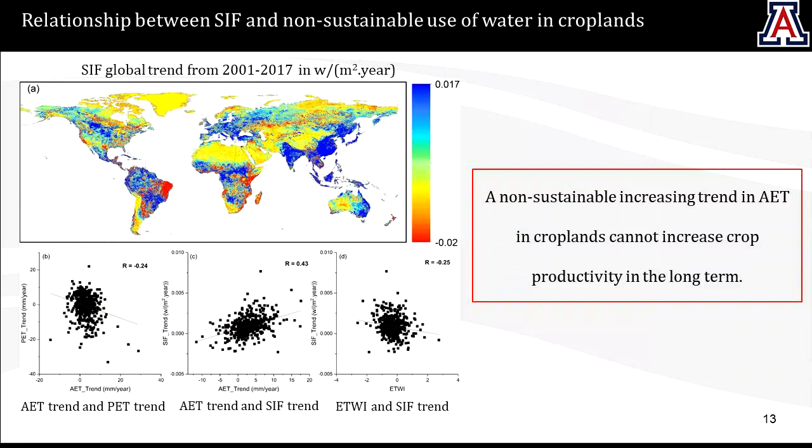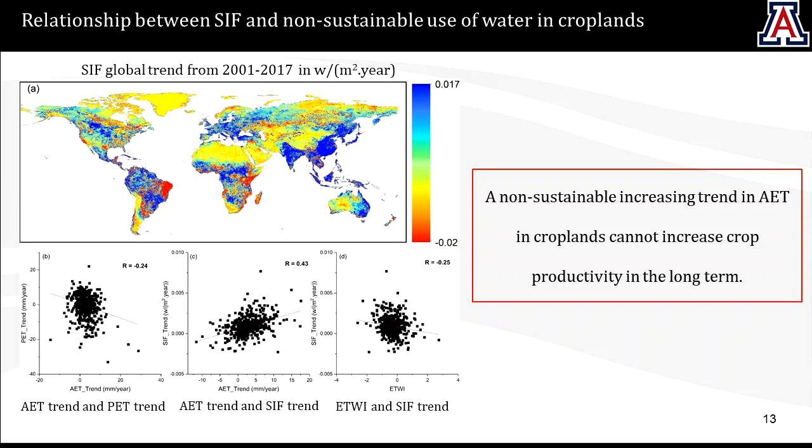SIF can be used as an index of crop productivity. The question is whether non-sustainable increase of water use in cropland results in higher productivity or not. The SIF annual trend is shown here. According to this figure, Southeast Asia and Europe have experienced an increasing trend in SIF. In contrast, SIF in some parts of Central Asia, Southwest US, and South Africa has decreased during 2001 and 2017.